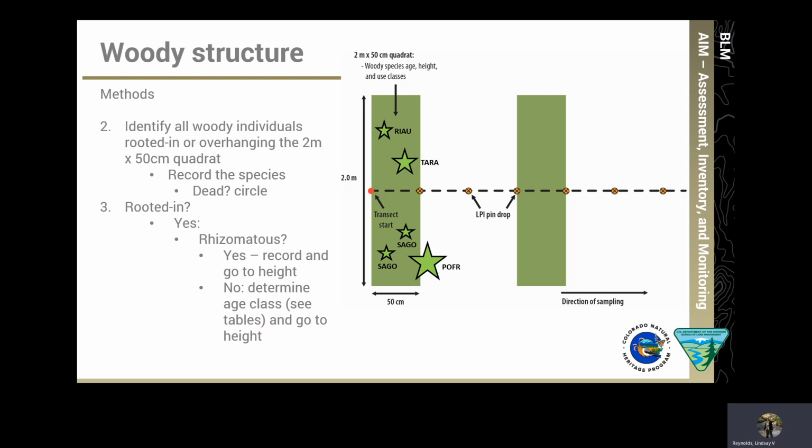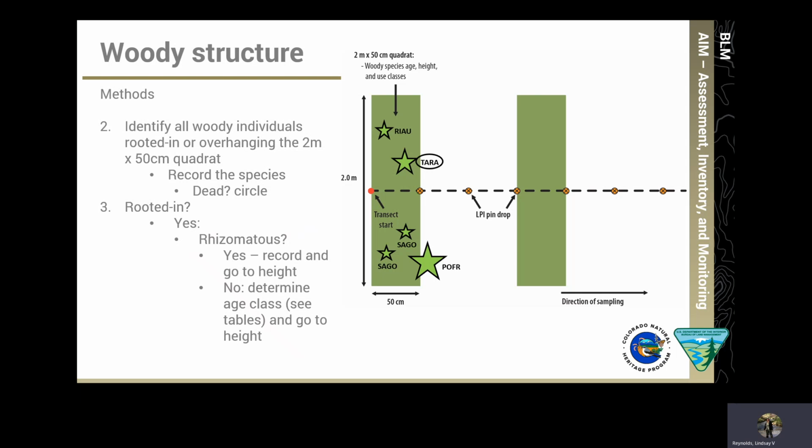First, you record each species. In this case, I have 5 individuals, 4 species. The top one is Ribes, the second one down is the Tamarisk. Then I have 2 smaller Salix down towards the bottom of the quadrat. And then I have 1 Populus vermontii that is not rooted in the quadrat, but its canopy is overhanging the quadrat. So in step 2, I've identified all the woody individuals and recorded their species codes.